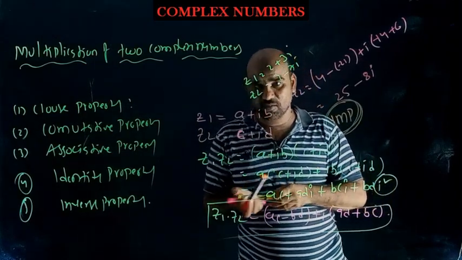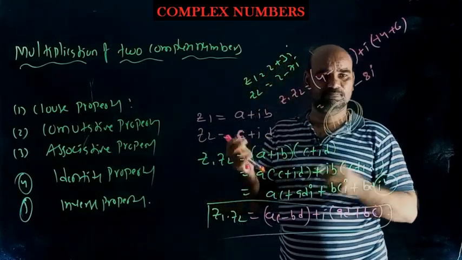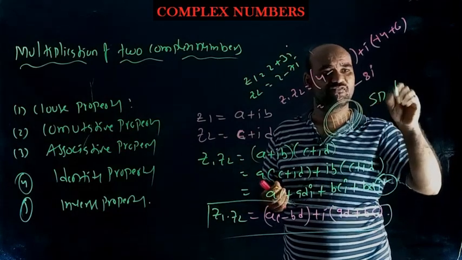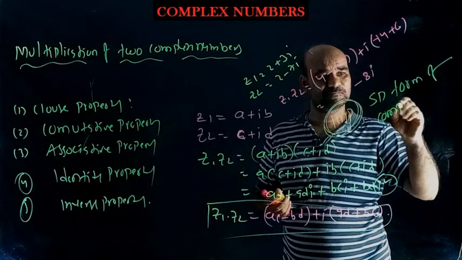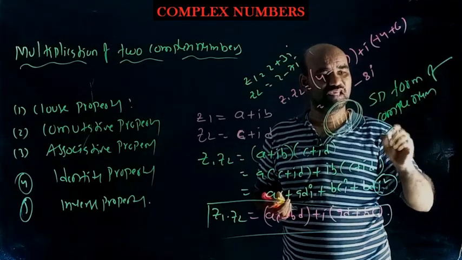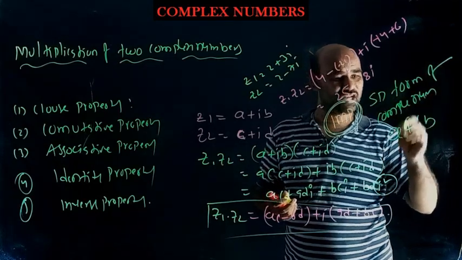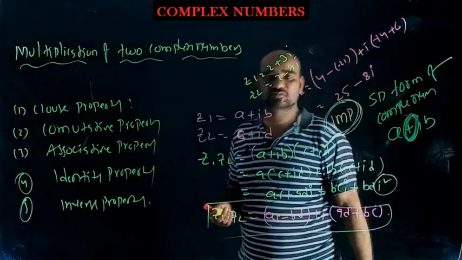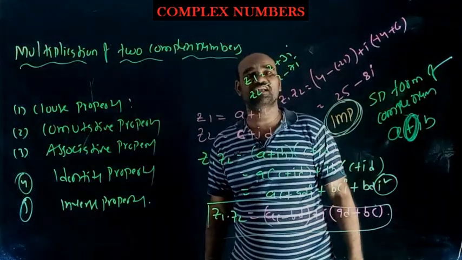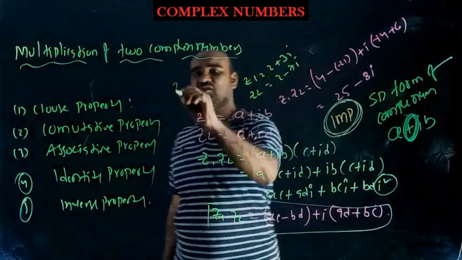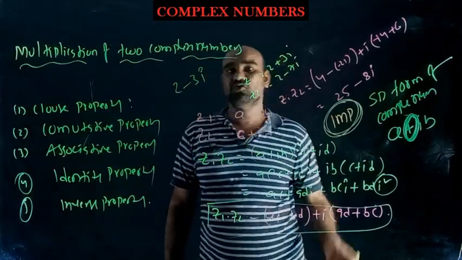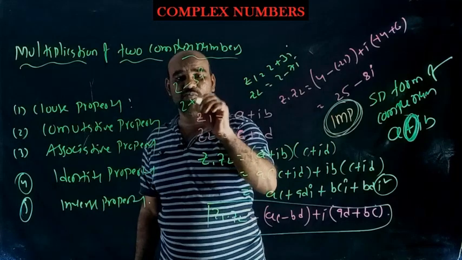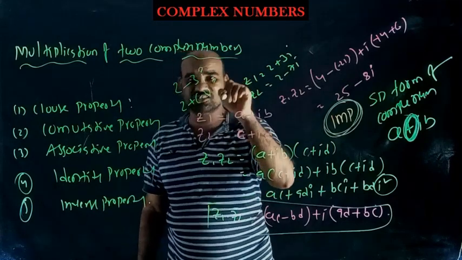Standard form of a complex number. A plus iota b, here b is always positive, then it is said to be in standard form. For example, 2 minus 3 iota is given; it is not in standard form. We want to write it in standard form: 2 plus of minus 3 iota. Now this is in standard form.